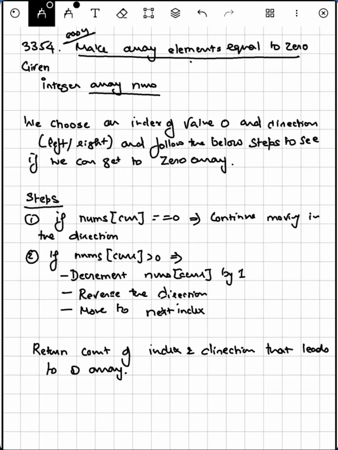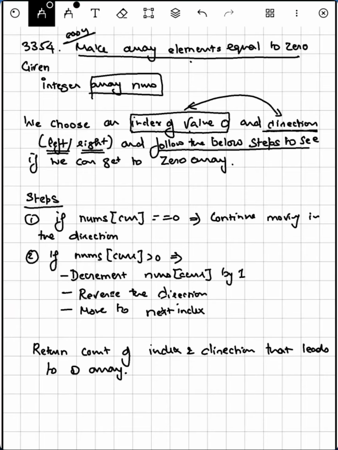We are given an integer array nums. We can choose an index which has value 0 and a direction of traversal, which can be left or right. And then we have to follow a bunch of instructions or steps from this starting state. I have to see if I can get to a 0 array, which means all the elements in the array have become 0. If this happens, then this is a successful state.